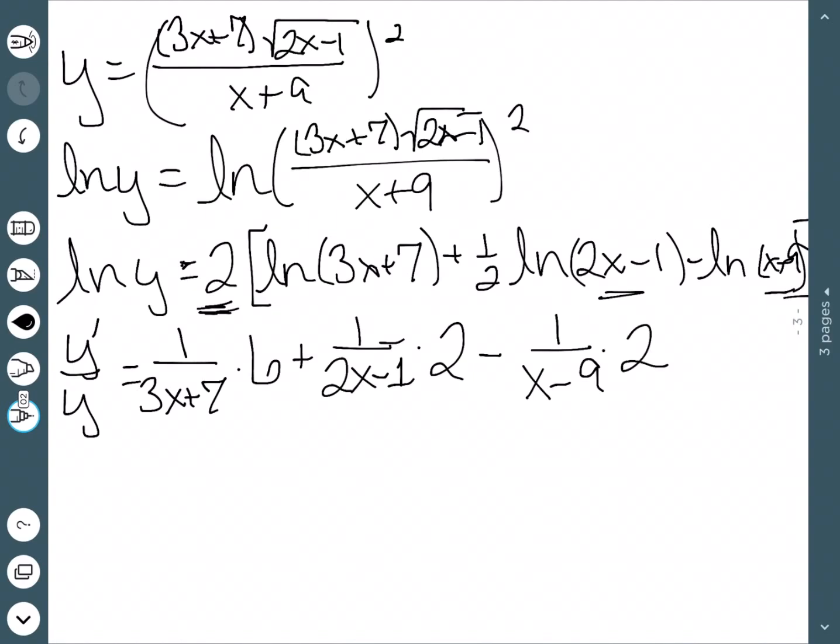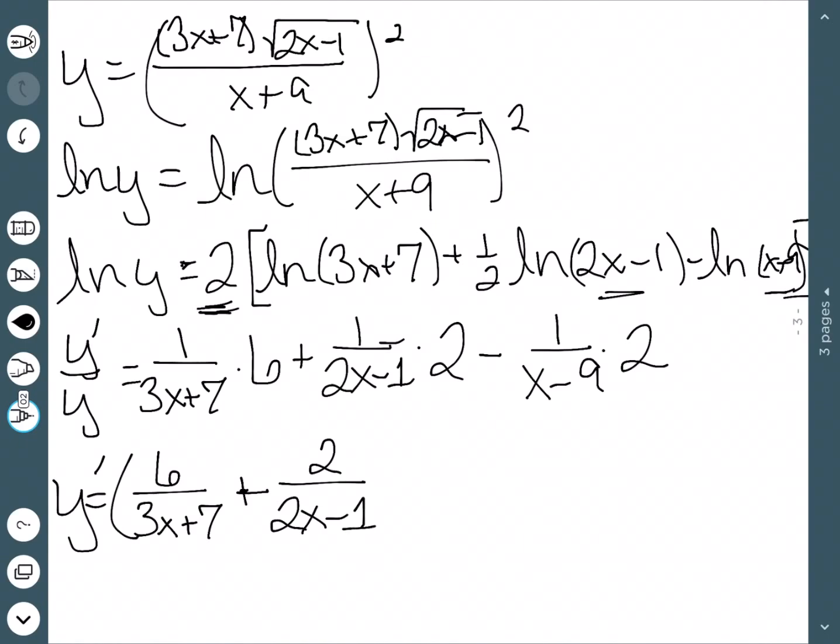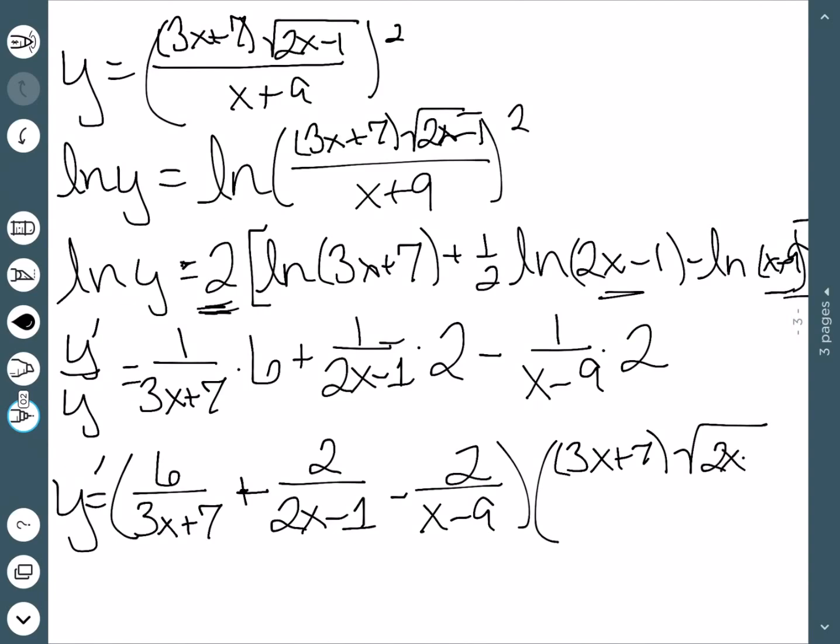We can then multiply through by y. So I'm going to rewrite this. 6 over 3x plus 7 plus 2 over 2x minus 1 minus 2 over x plus 9, all times y, which was 3x plus 7, square root of 2x minus 1, over x plus 9, all squared. So we had this really complicated thing that would take a lot of work, and using logarithmic differentiation, we can make it a little bit easier.